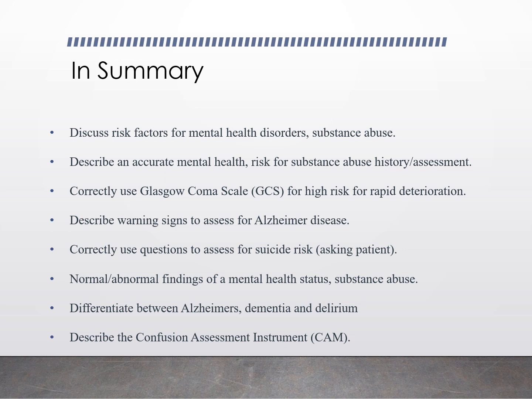So in summary, you're going to know some of the risk factors and be able to describe an accurate assessment of these risks for mental health and risk for substance abuse. Utilizing your Glasgow Coma Scale is something you're going to do for all your patients all the time. And assessing for warning symptoms for Alzheimer's, dementia, and delirium. Being able to differentiate those, they're definitely important.